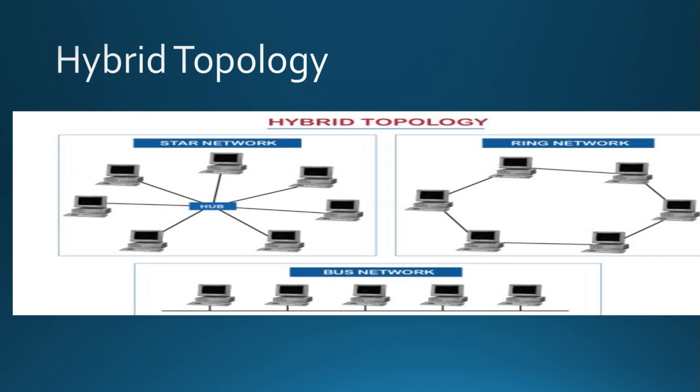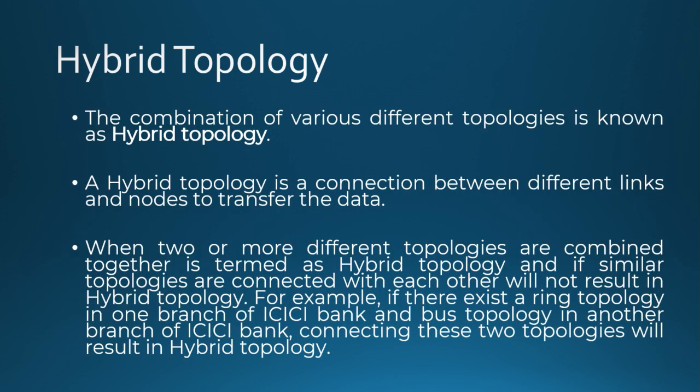Hybrid. This is the sixth topology. Hybrid is a way where different types of topologies are involved, like star topology, ring, bus, any different types of topologies. A combination of various different topologies is called hybrid topology. It is a connection between different links and nodes to transfer the data. When two or more different topologies are combined, it is termed hybrid topology.